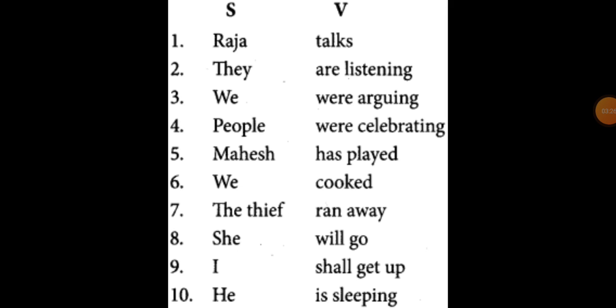So if a question is asked, frame a sentence in the SV pattern, how do we frame that sentence? Only with the subject and the verb. The thief ran away. The thief is the subject. The is coming. It is only an article. So we cannot count it as something else. So it is with the subject only. She will go. I shall get up. Shall is the helping verb and get up is the main verb. So like that only subject and verb are coming in the SV pattern.